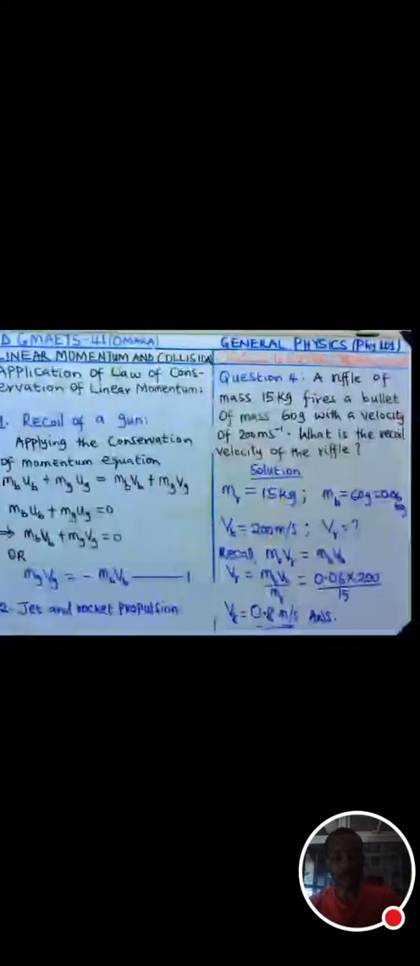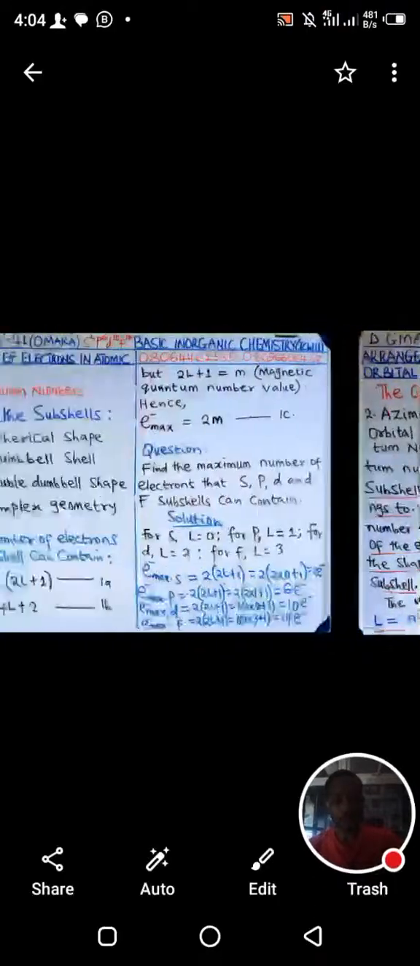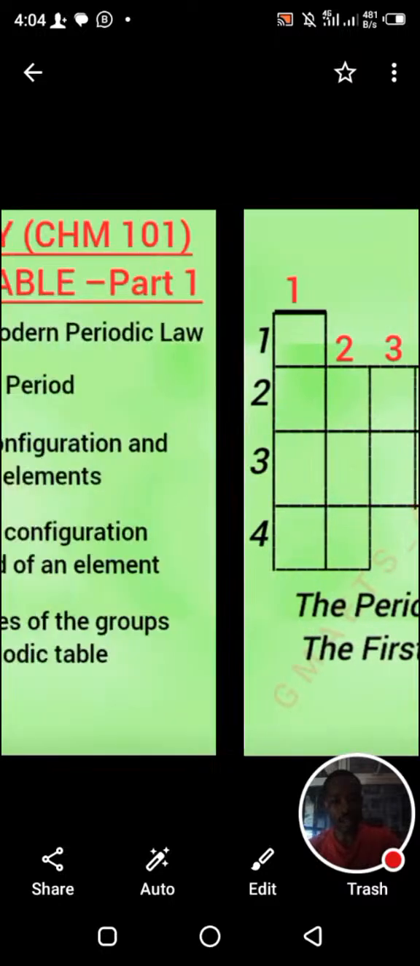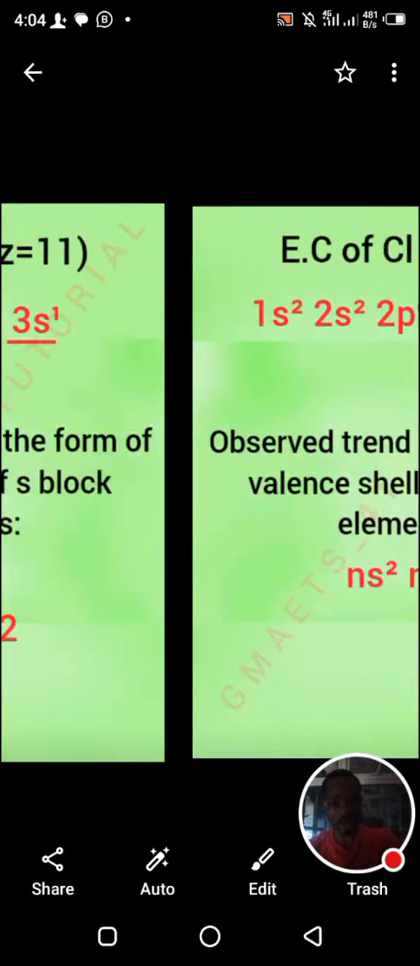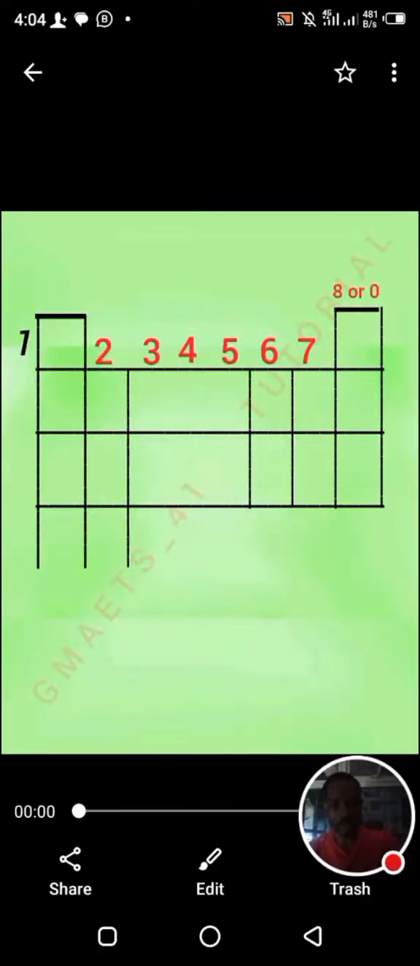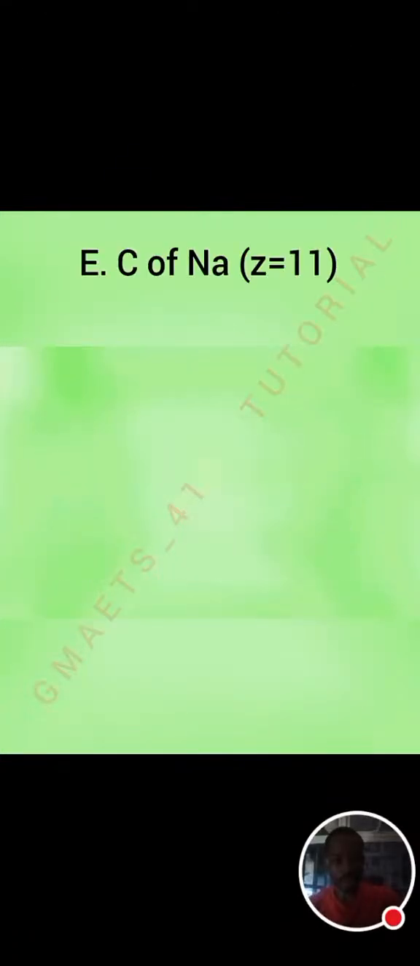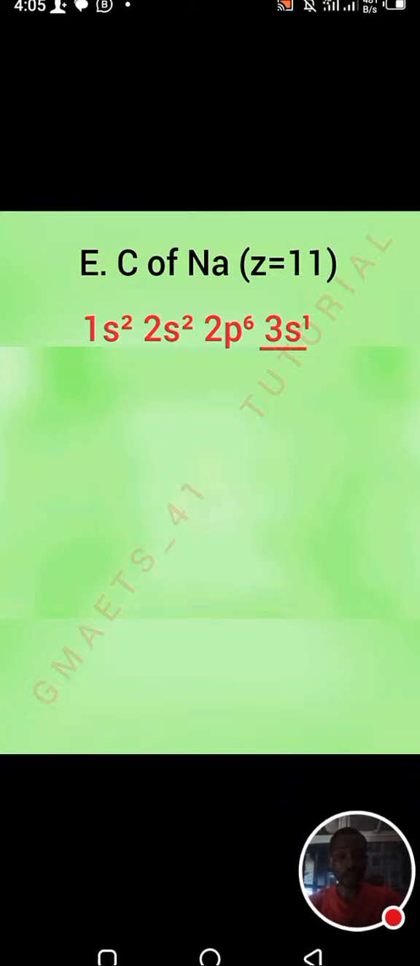Okay, so let us go back. We are talking about the electronic configuration of sodium, and you saw it as 1s, 2s, 2p. Of course, it moved on in that way. So let's see once again. All right, so that's the electronic configuration.